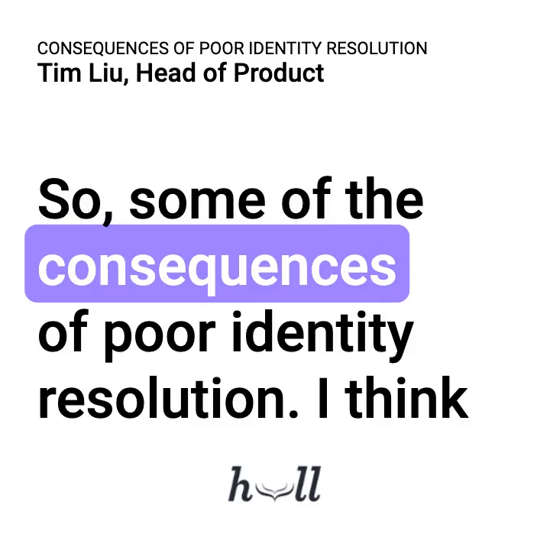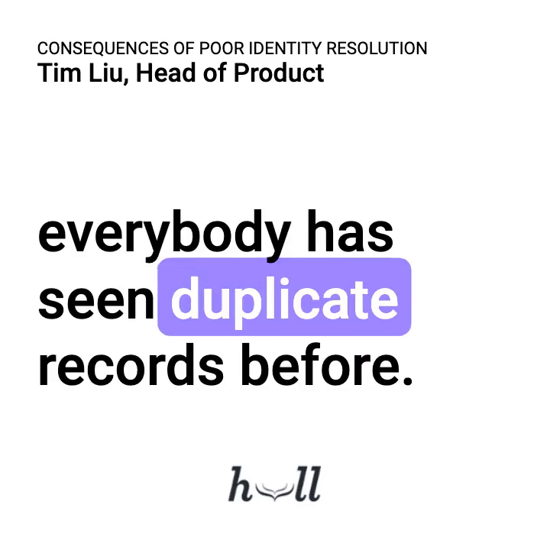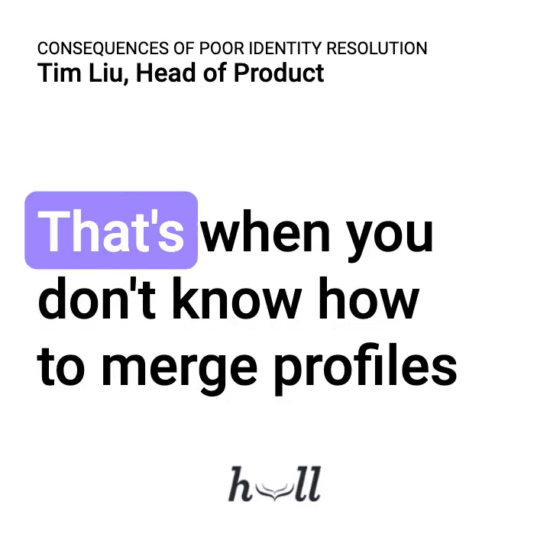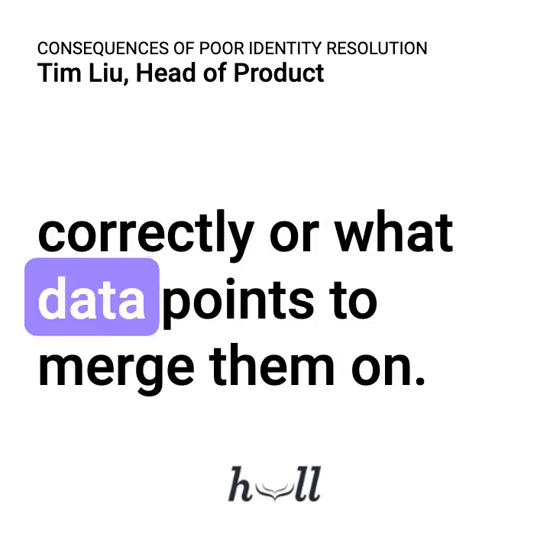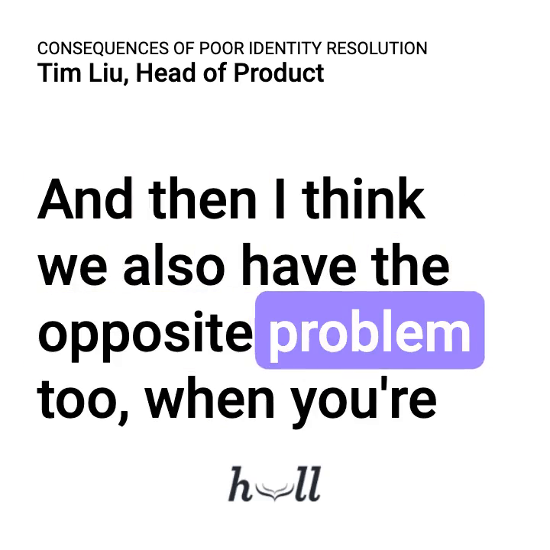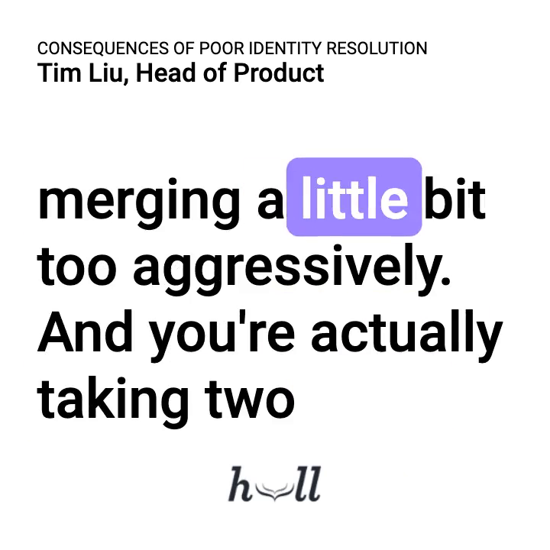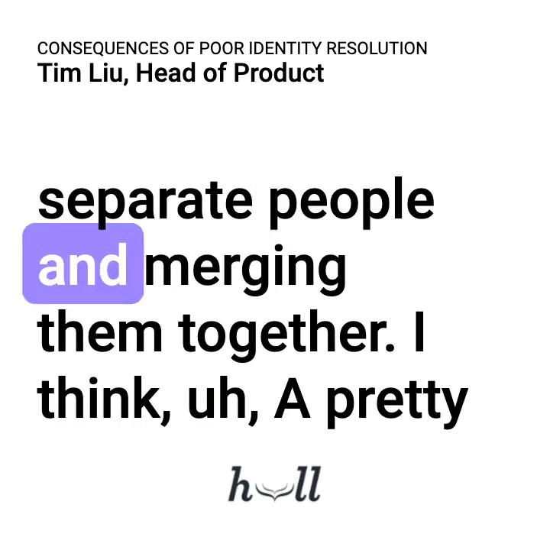So, some of the consequences of poor identity resolution, I think everybody has seen duplicate records before. That's when you don't know how to merge profiles correctly or what data points to merge them on. And then I think we also have the opposite problem too, when you're merging a little bit too aggressively and you're actually taking two separate people and merging them together.